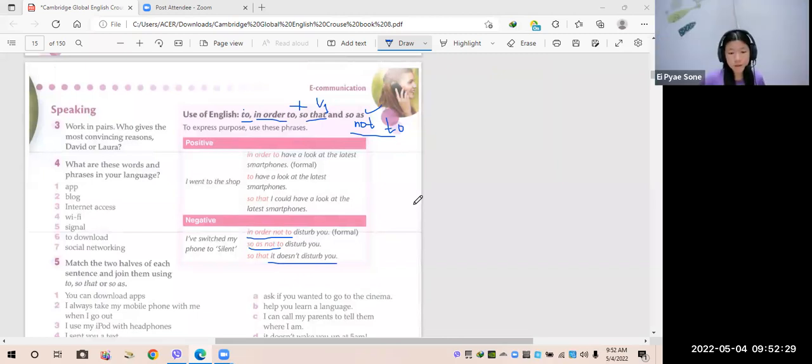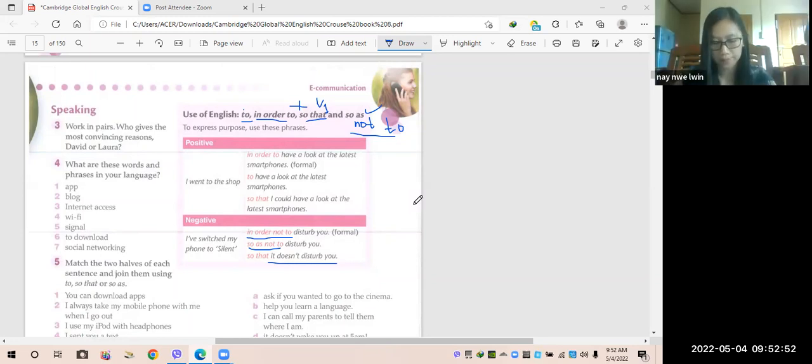I went to the supermarket in order to buy groceries. And second, I went to the cinema to watch the latest movie. And I went to the local market so that I can buy fresh vegetables. And the last one, I lower my volume so as not to disturb you. So as not to disturb others, okay? Okay, thank you, Ichizo.